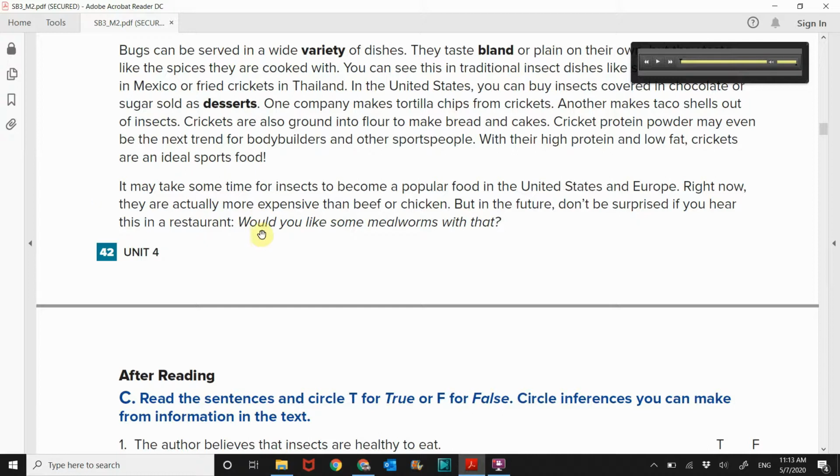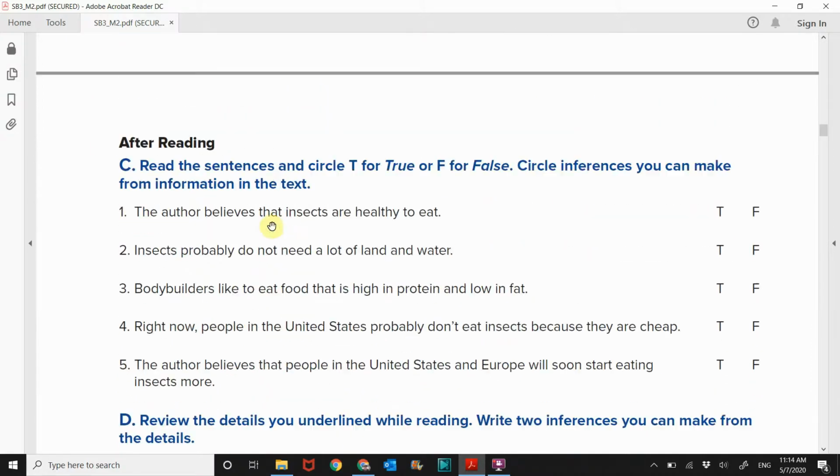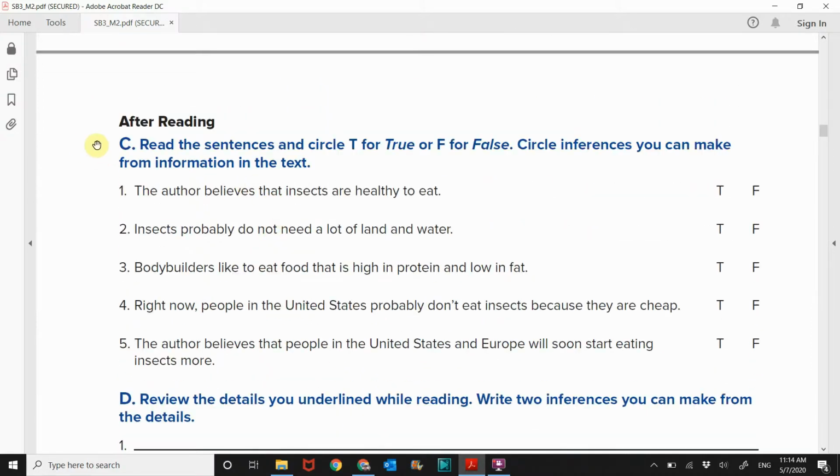All right, very good. And look here, in a restaurant, would you like? Remember, that's your phrase from ordering foods and drinks. Let's go to exercise C. Read the sentences and circle T for true or F for false. Circle the inferences you can make from the information in the text.